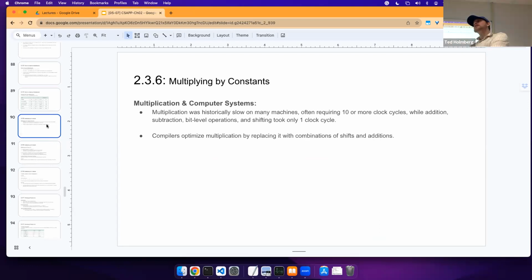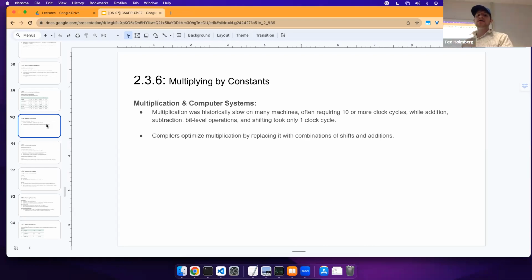Okay. So I showed you the example of how multiplication would actually work. And you could probably guess then that it's slow to do multiplication. It's slow to do division as well, right? So addition, subtraction, bit level operations, shifts take one operation to do. But if multiplication requires you to examine the results of each bit in an operand and then sum all the results, you can see how that could easily take, say, 10 or more cycles to perform.